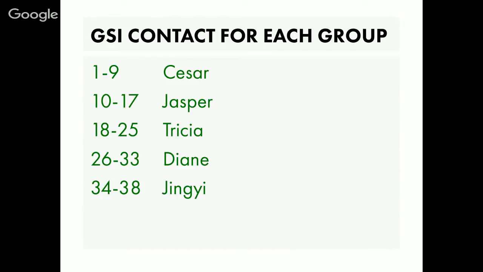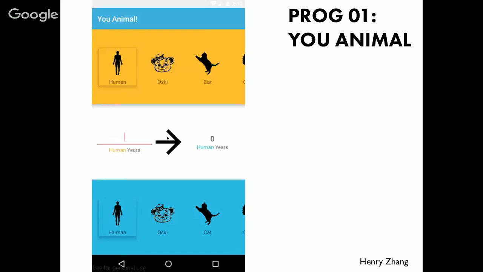But I'm going to talk about programming assignment 1. Is Henry here? See, this is where you figure out if you come to class or not. We might call you out.